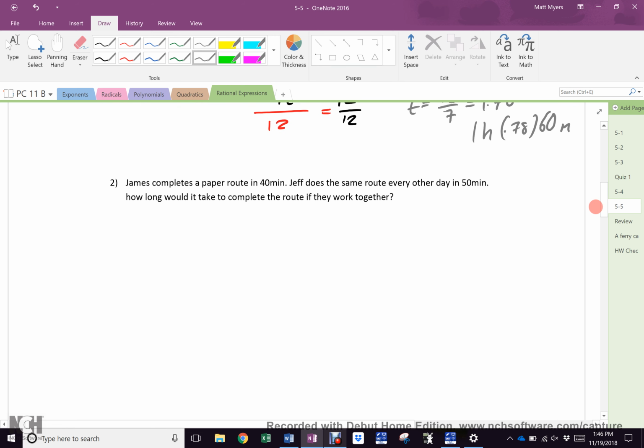Here's another question. My man James has a paper route. Takes him 40 minutes. Jeff does the same paper route every other day. They're lazy teenagers. They have one job. They've split it between the two of them. Jeff takes 50 minutes to do the route. How long will it take to do it together?